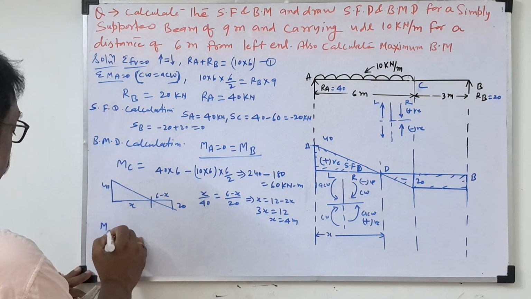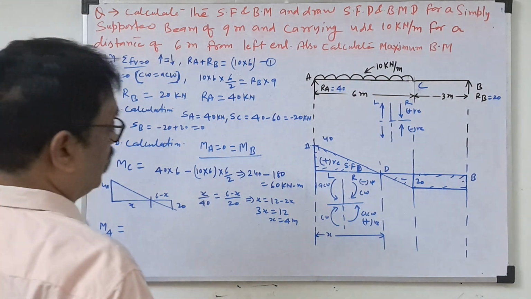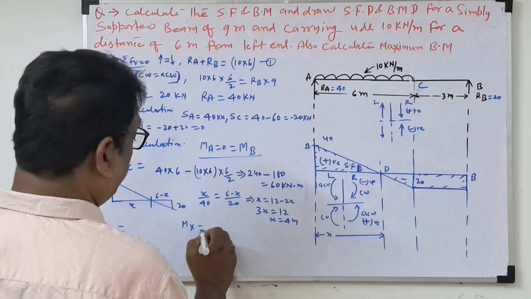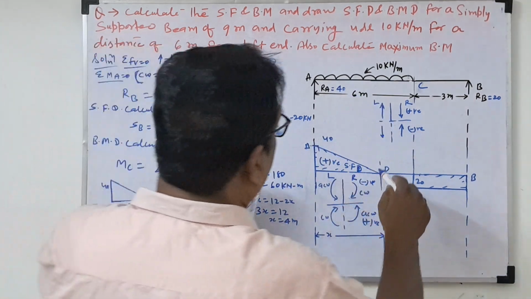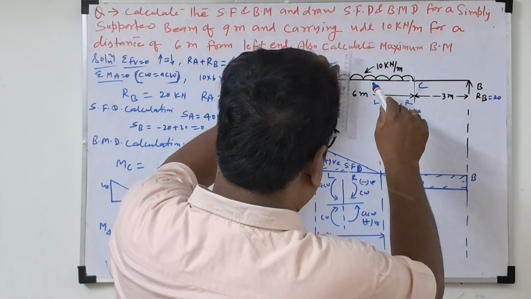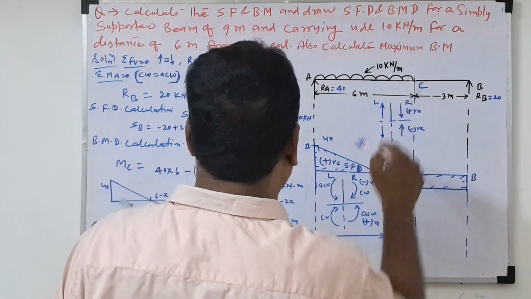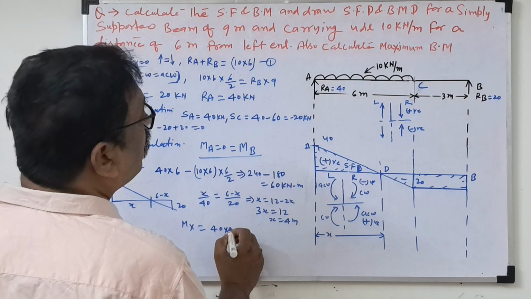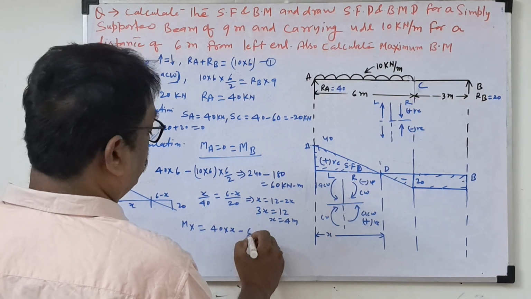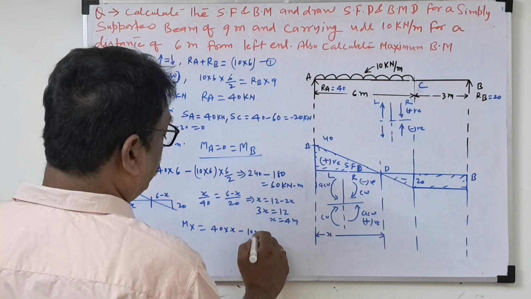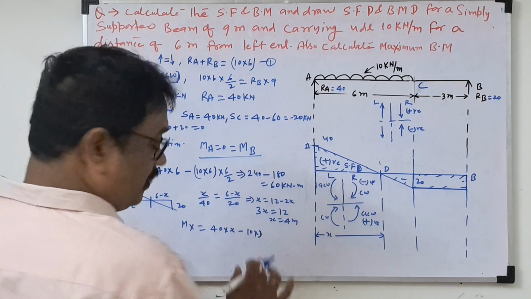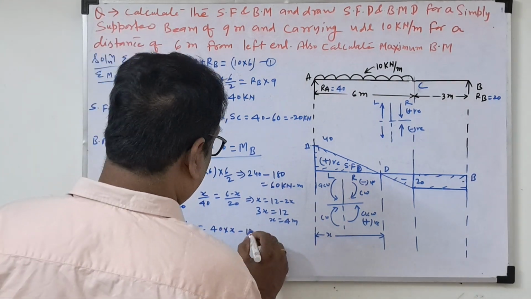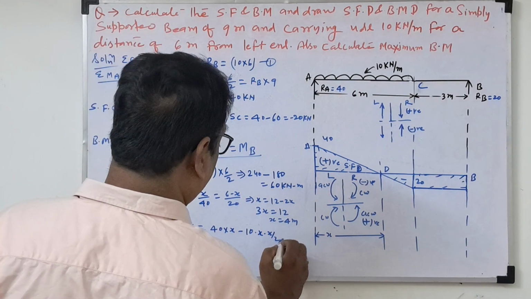So the bending moment at x equal to 4 meter, how much will we get? Before you find Mx, take one section here somewhere. Mx, now some section you'll take. What will be there here? 40 into x minus 10 into x. Don't write like this, 10 into x into x. You write here 10 into x by 2.